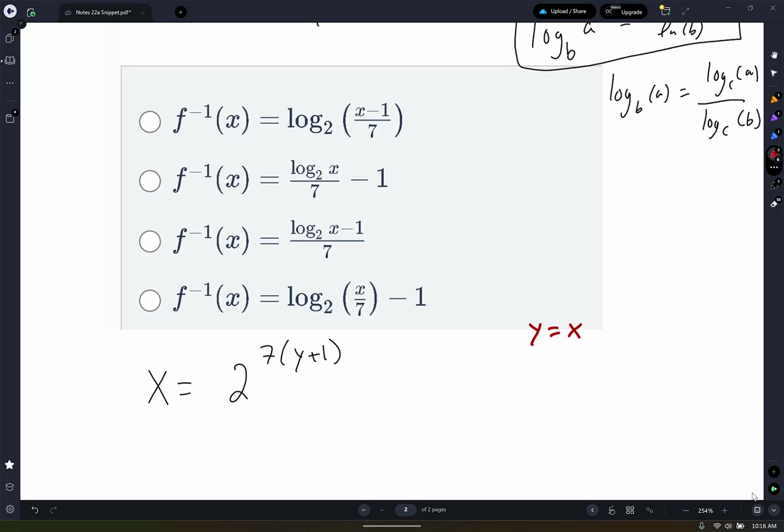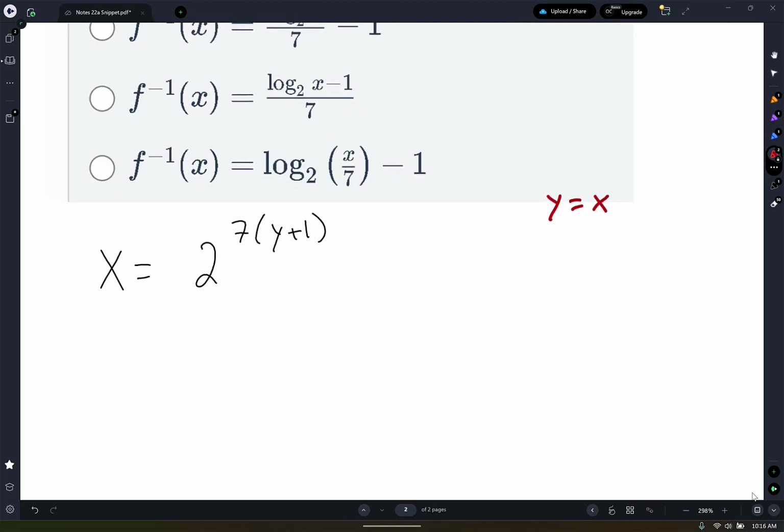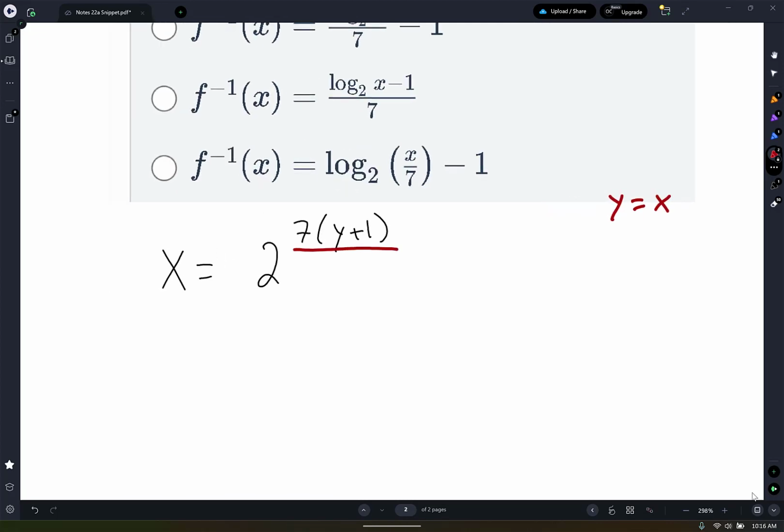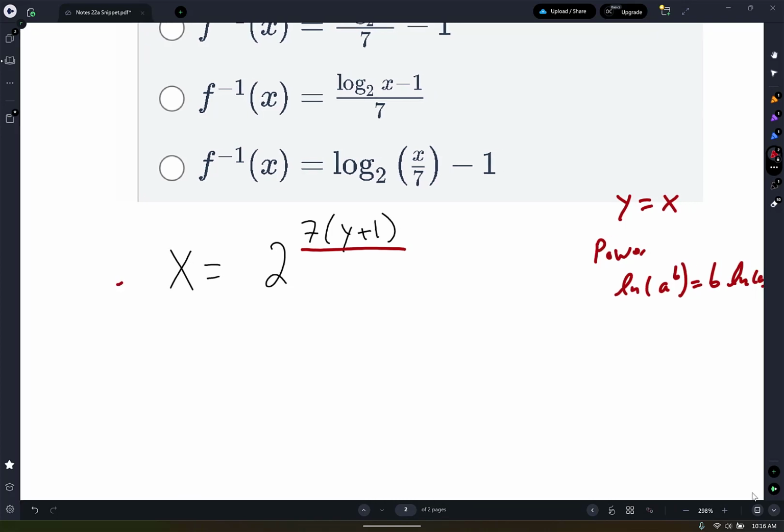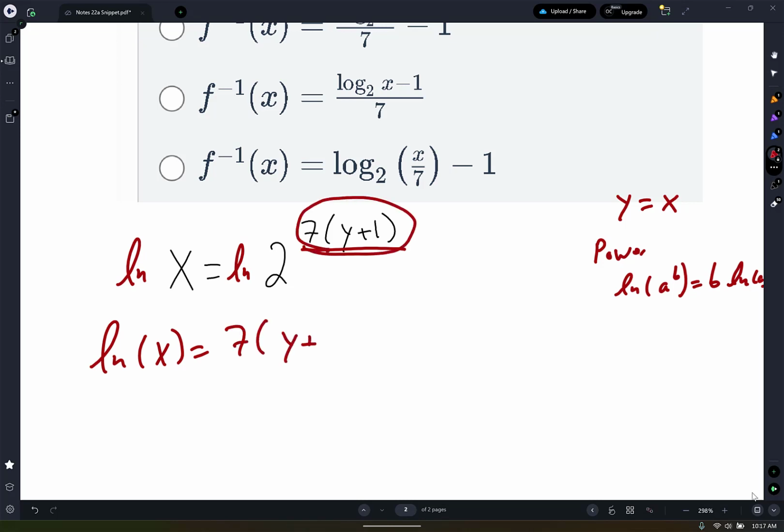So x and y. So now from there, what we're going to do is I want to bring this down. So I got to use the power rule. So what is your power rule for logs? It's this, guys. If I have ln of a to the power b, that turns to b ln of a. So that's all it is. So I'm going to write ln on one side. Whatever you do to one, you do to the other. ln of that. So now I have ln of x equals, and I bring this down. 7 parentheses y plus 1, close it, ln of 2.